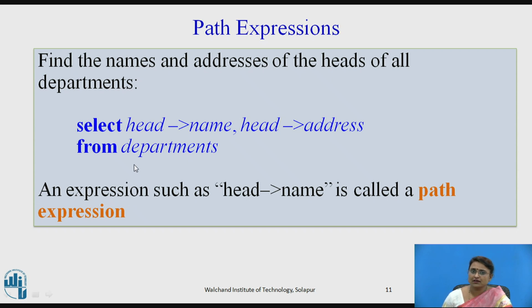Already the references are provided. So head is a reference. Wherever it is pointing, from that we are taking name, and wherever it is pointing we are taking the address from that. Actually this information is not available in our relation departments. It is referred by this reference head to the other table, which is the people table. So automatically it is getting the information from the people table and providing it here. This is called a path expression.